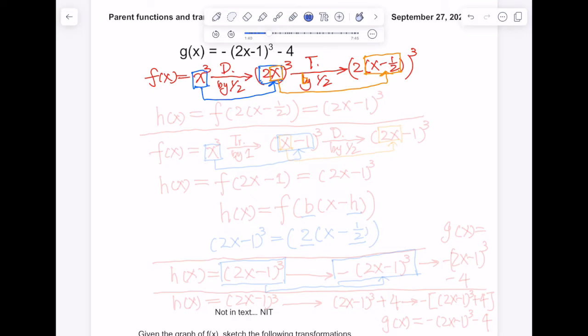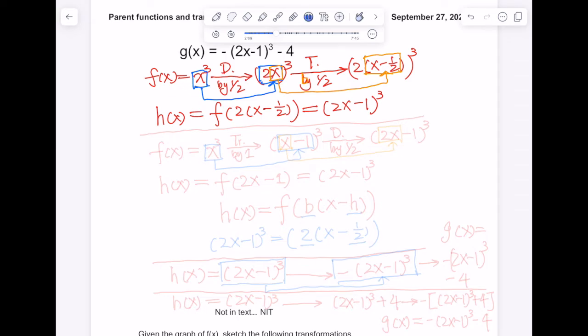Now we arrived at an intermediate function, we call it h of x. That is after the horizontal dilation and translation of the parent function f of x, which gives you 2x minus 1 cubed. That is what you wanted.